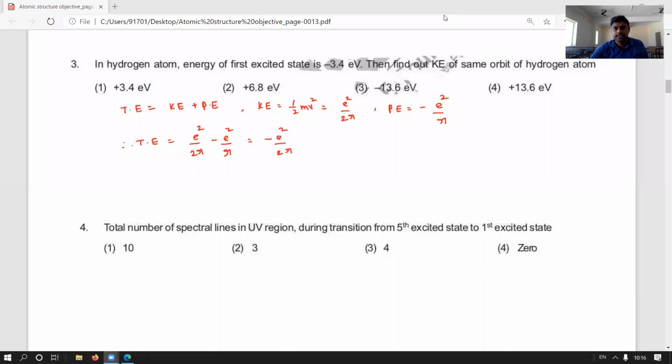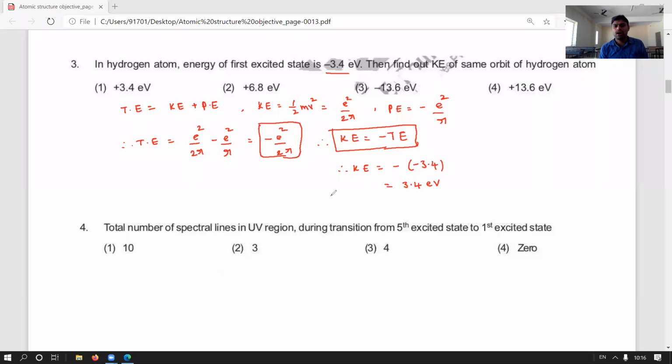Now let's see, we have to find the relation between the total energy and kinetic energy. Kinetic energy is equal to e square by 2r. Total energy is equal to minus e square by 2r. Therefore, kinetic energy is equal to minus total energy. This is the relation. Here they asked kinetic energy and total energy is given. Total energy is equal to minus 3.4 electron volts. Then what is its kinetic energy? Therefore, kinetic energy is equal to minus of minus 3.4 electron volts, which is plus 3.4 electron volts, because kinetic energy is equal to minus of total energy. Kinetic energy and total energy are the same value but with opposite signs. Means kinetic energy is equal to minus of total energy, or total energy is equal to minus of kinetic energy. That point we have to remember.